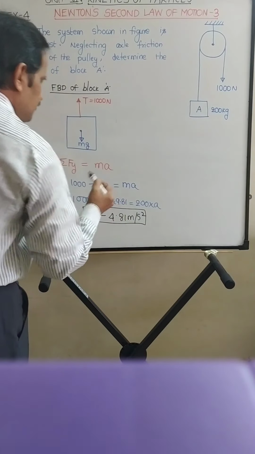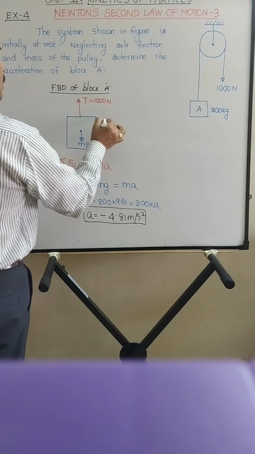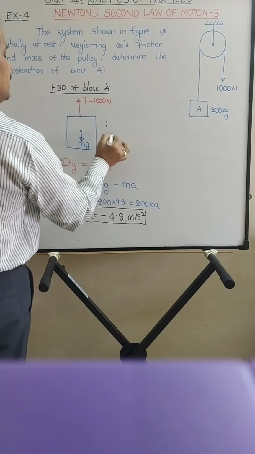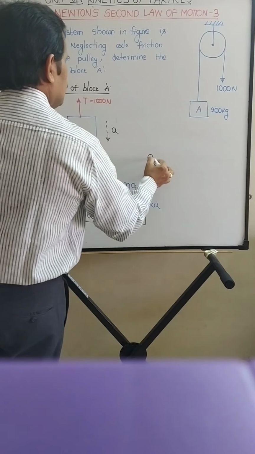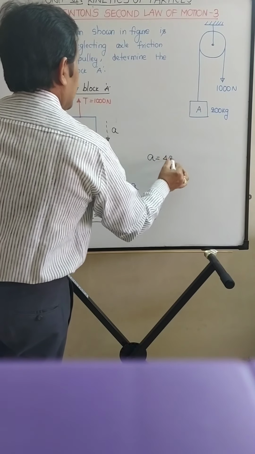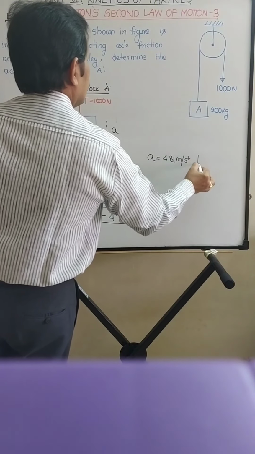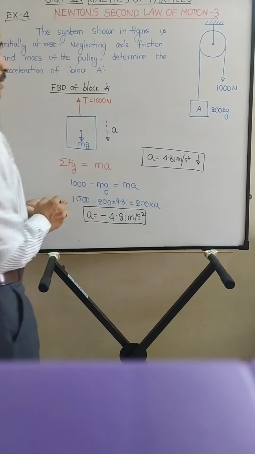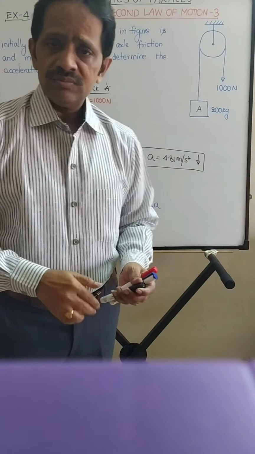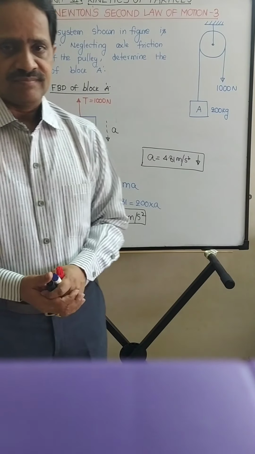Here, what is the meaning of minus? Minus indicates that the block is having downward acceleration a. So the acceleration of the block is 4.81 meters per second square, which is acting downwards. That means the block is moving down with an acceleration 4.81 meters per second square, right?